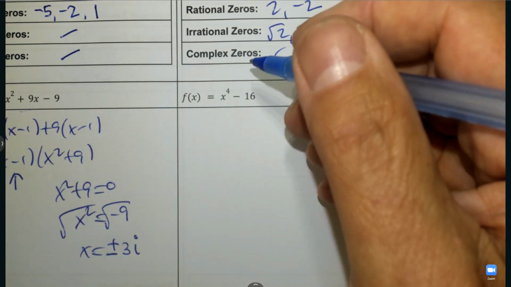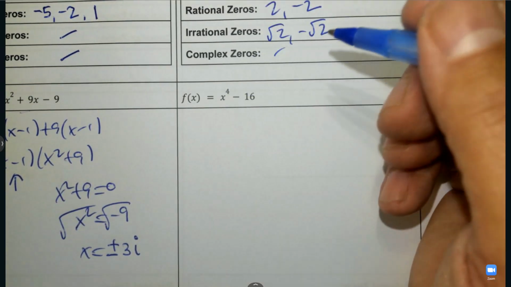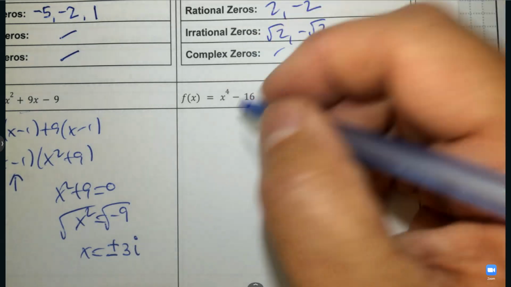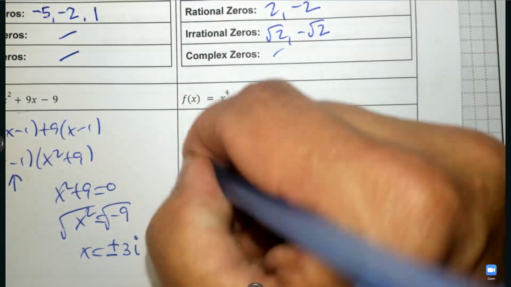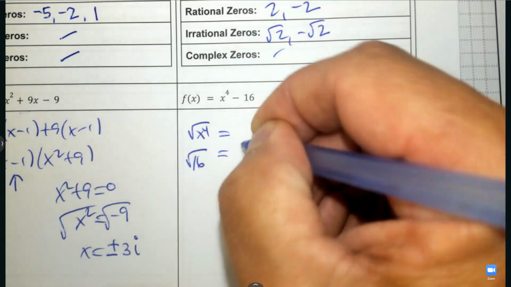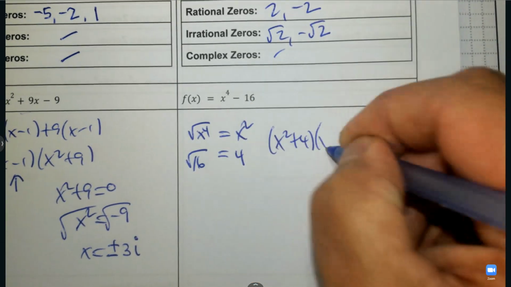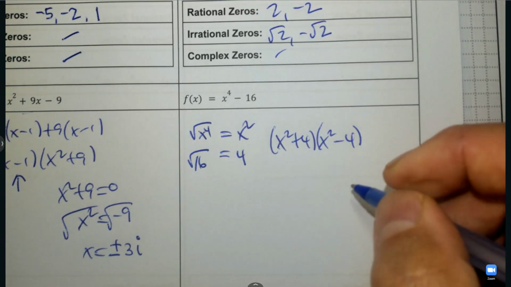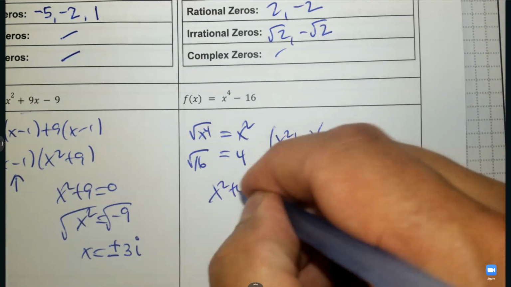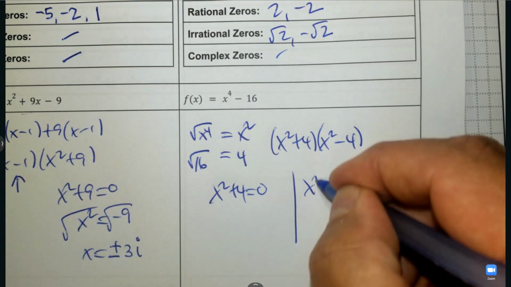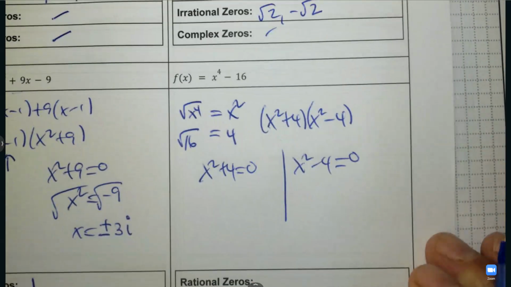All right, another one we can factor. This one is a difference of squares, or we can create a list if you like. But if I square root x to the fourth and I square root 16, I get x squared and 4. So one is going to be x squared plus 4 and the other is going to be x squared minus 4. Then I take each one, make them equal to 0, and I solve them for my zeros.